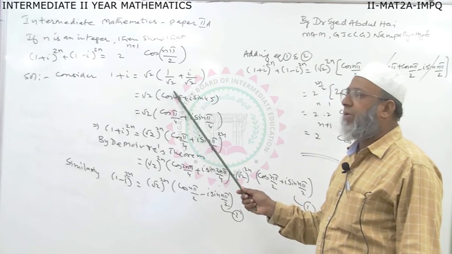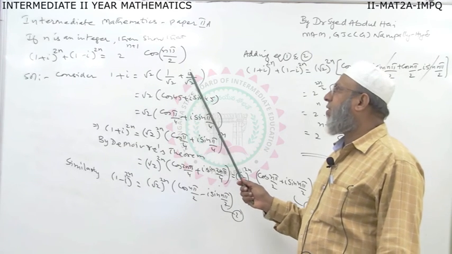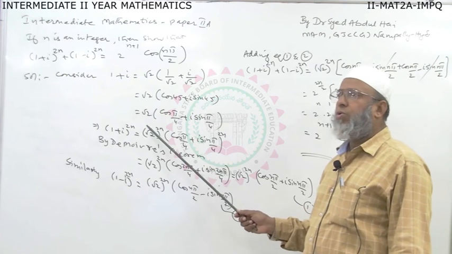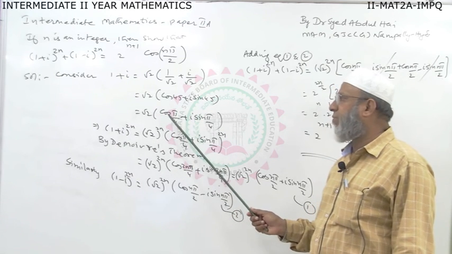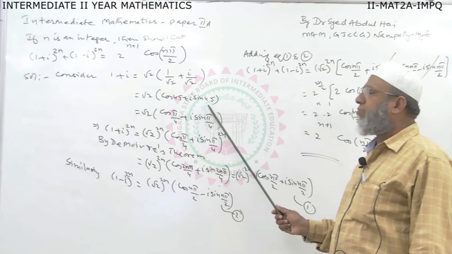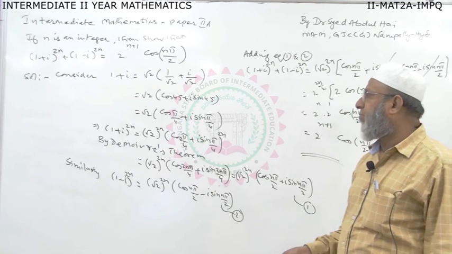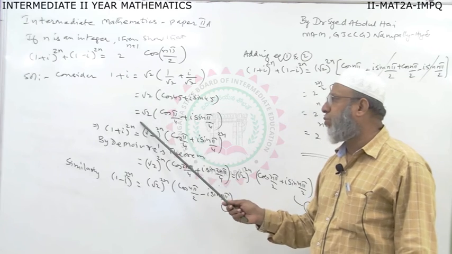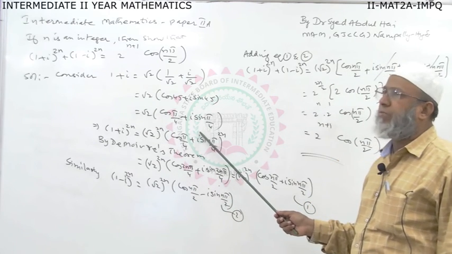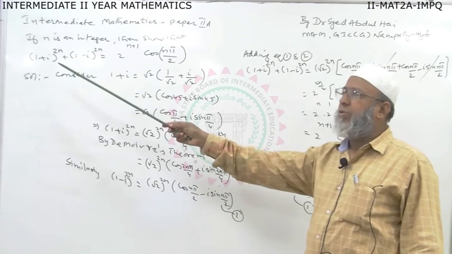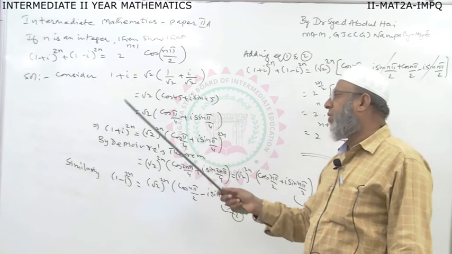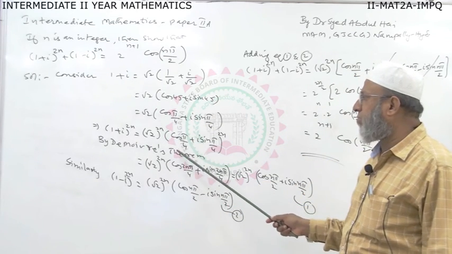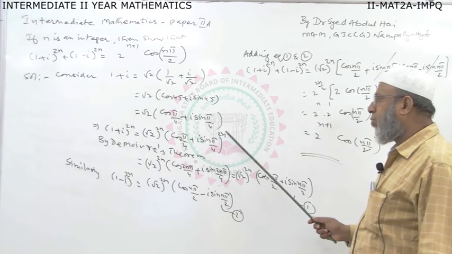1 by root 2 can be written as cos 45, i as it is, 1 by root 2 can be written as sin 45, and root 2 will remain as it is. This 45 is equal to pi by 4. Therefore, I have obtained the value of 1 plus i as root 2 into cos pi by 4 plus i sin pi by 4. But basically, I want the value in terms of 1 plus i whole power of 2n. So, 1 plus i whole power of 2n is equal to root 2 power of 2n into cos pi by 4 plus i sin pi by 4 whole power of 2n.